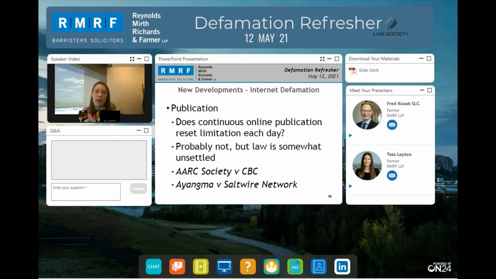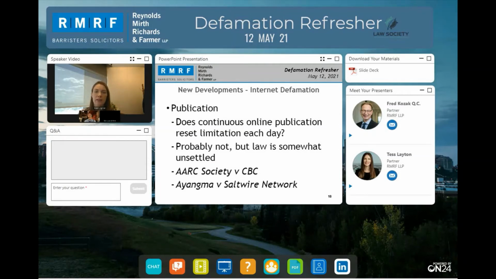So should the discoverability principle apply so that when the article was first posted or when the plaintiff first knew about its existence, that's when the limitation period begins to run. So we have a couple of cases that we'll talk about here. The first is ARC Society and CBC. That was a 2019 decision by the Alberta Court of Appeal. The facts of that case are actually very specific, and it was the product of essentially, at that point, 11 years of litigation.